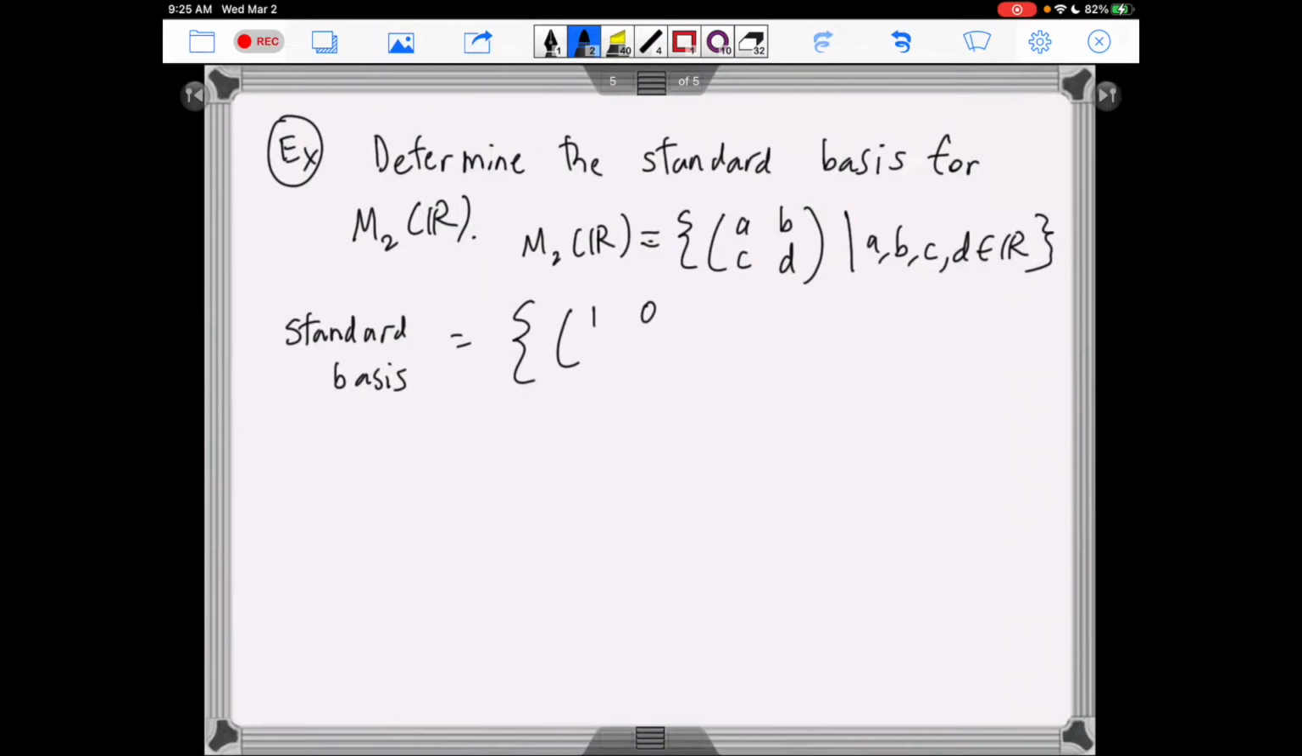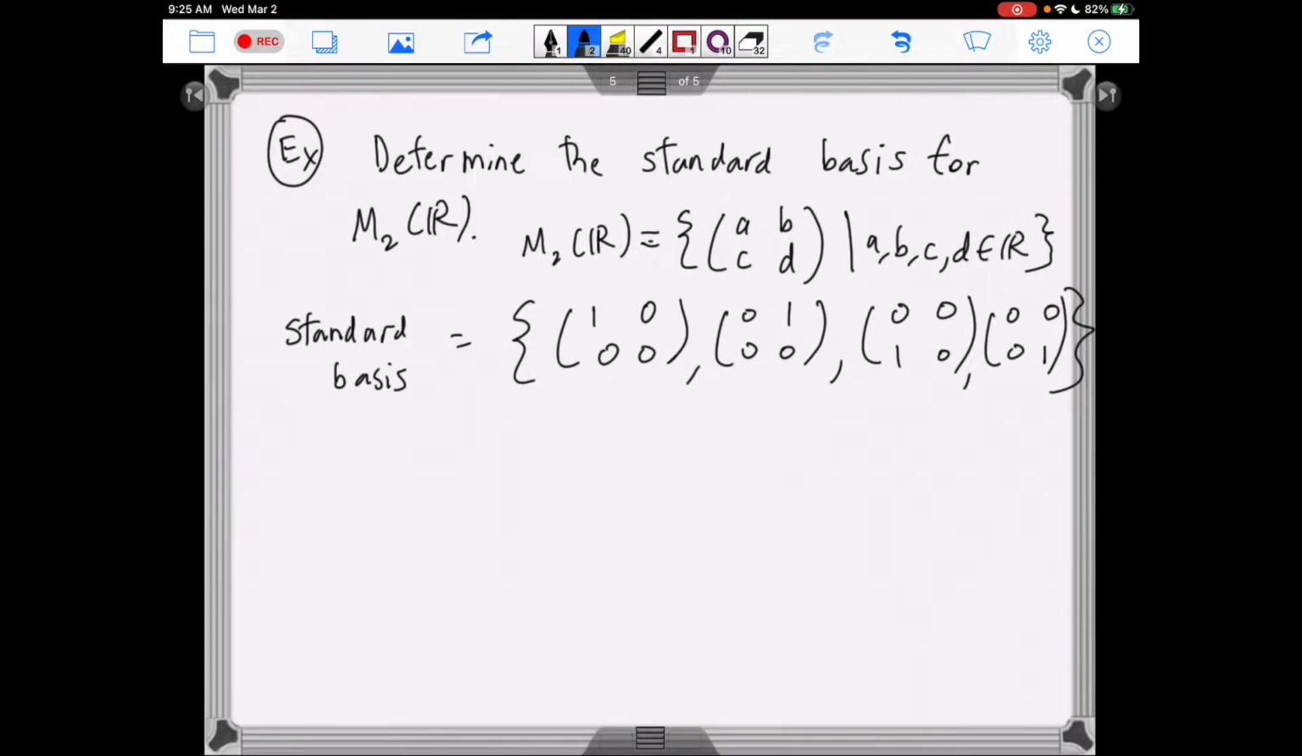First, we could put a 1, 0, 0, 0. Then we could put 0, 1, 0, 0. Then we could put 0, 0, 1, 0. And then we could put 0, 0, 0, 1. And this we could call our standard basis.